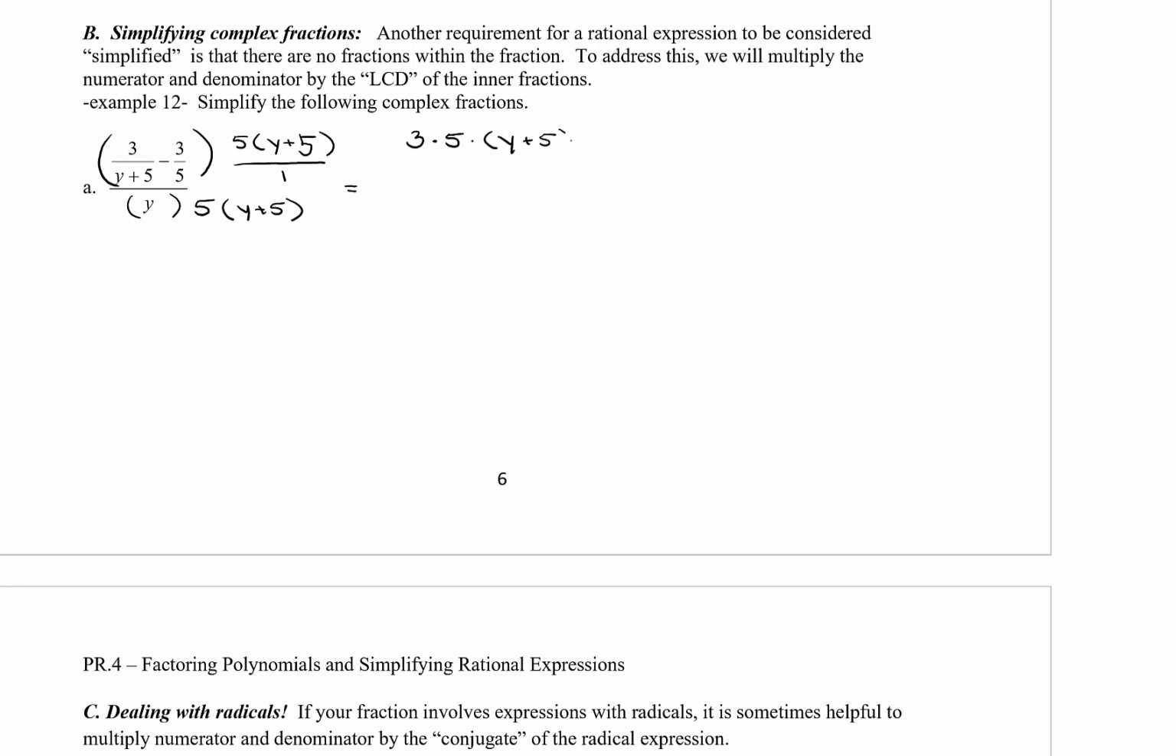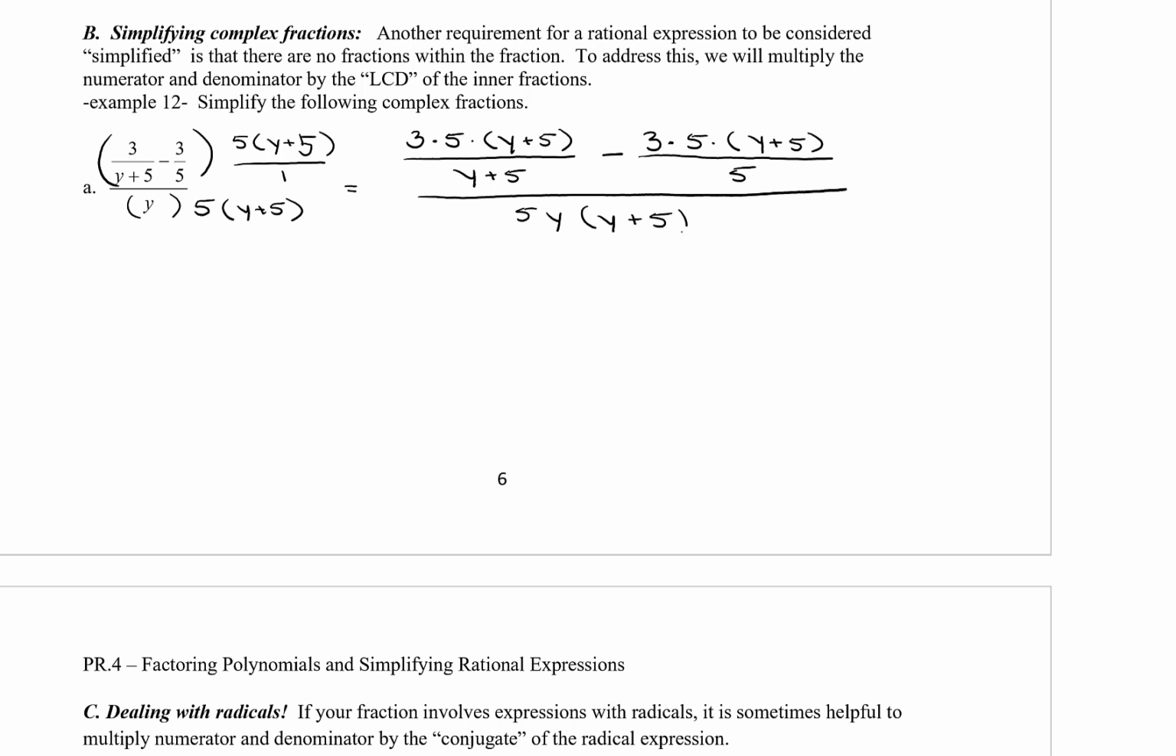So we're going to have two fractions being added together. In the first fraction in the numerator, we have 3 times 5 times the quantity y plus 5 divided by y plus 5. That's our first rational expression. Plus the second rational expression will be negative 3 times 5 times the quantity y plus 5 over 5. And I am going to have this written all over our denominator, which is 5y times the quantity y plus 5.